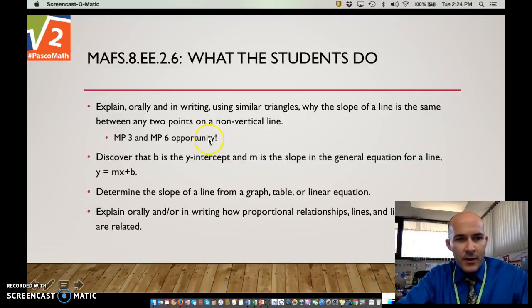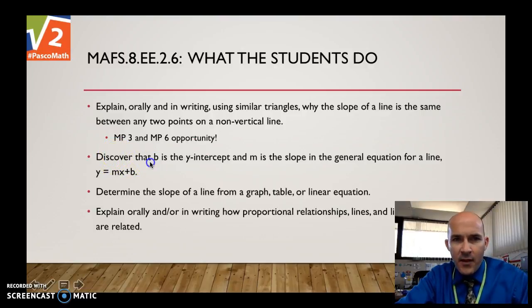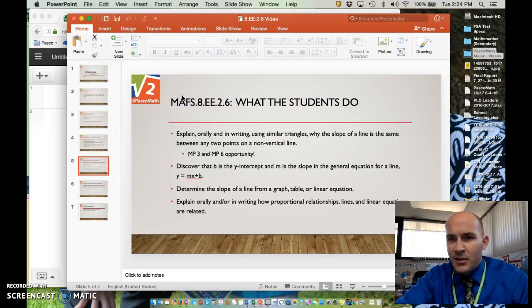I am going to pop out of this real quick to show you, though, this part. Discover that b is the y-intercept and m is the slope of the general equation of a line, y equals mx plus b. See just a quick teaching tip on how you can implement that in the classroom.